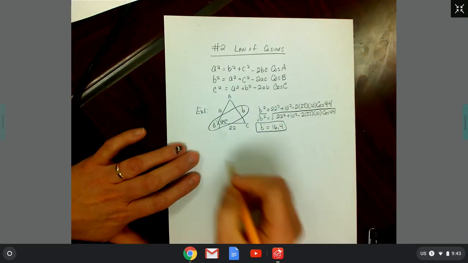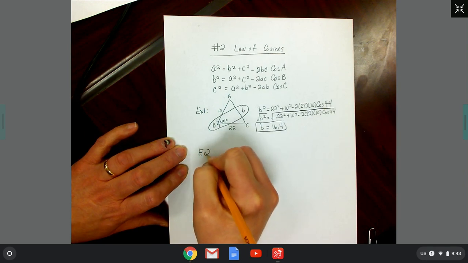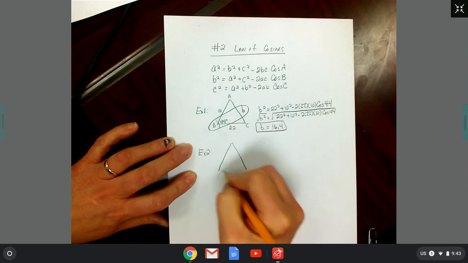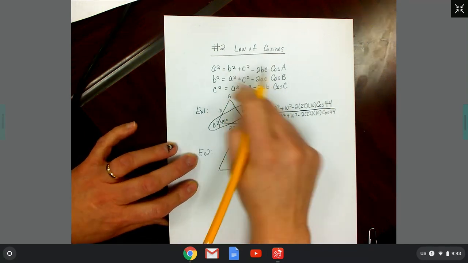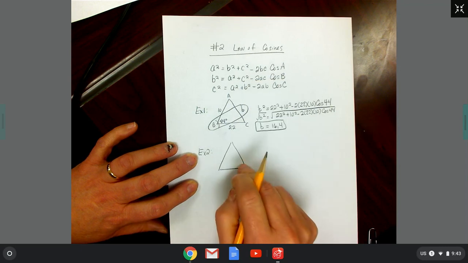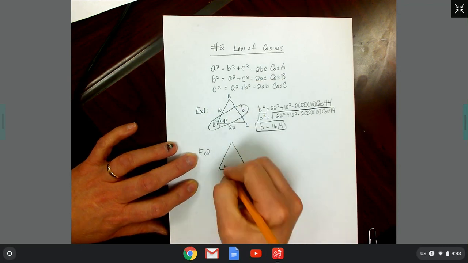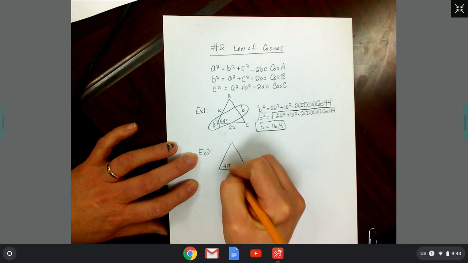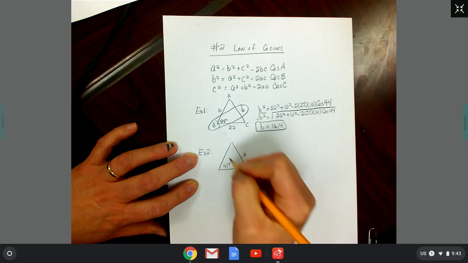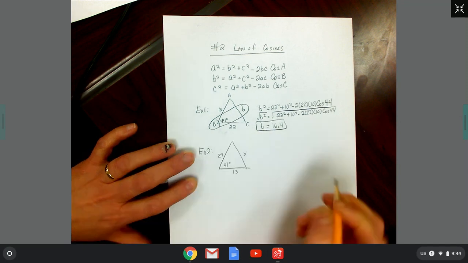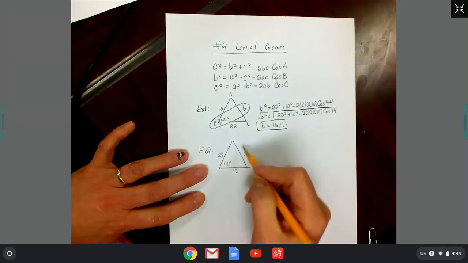Okay, so I'll do another example similar to that, example 2. This time I'm not going to label it, just to show you that these letters are arbitrary. You can still do this problem without having to be concerned about the letters. So let me put 41 degrees here. I'm just going to call this x, the unknown. And I have 13 and 29.